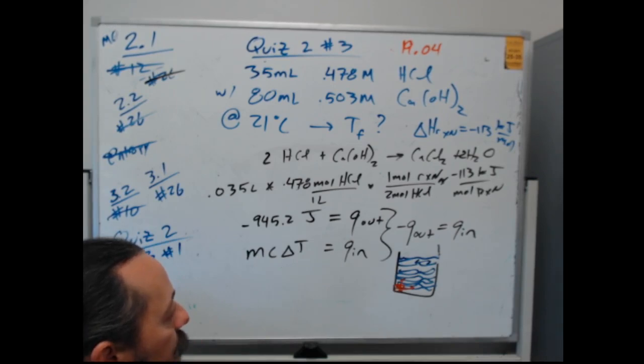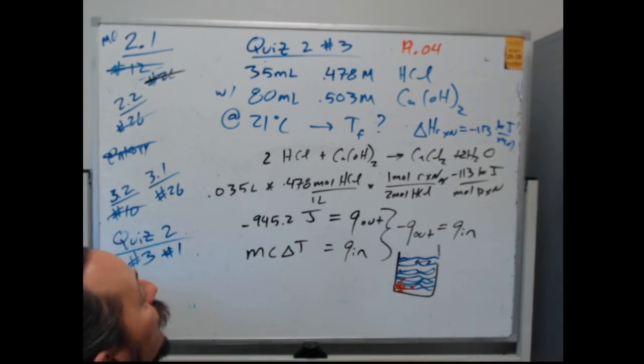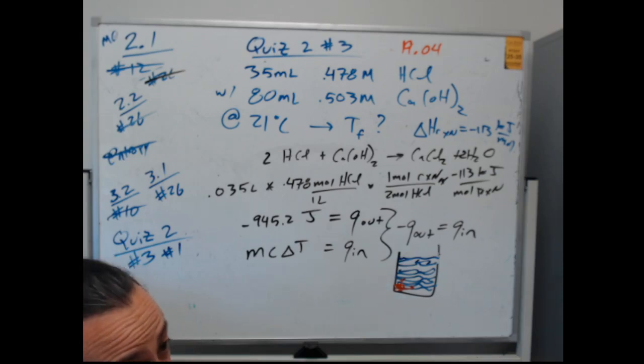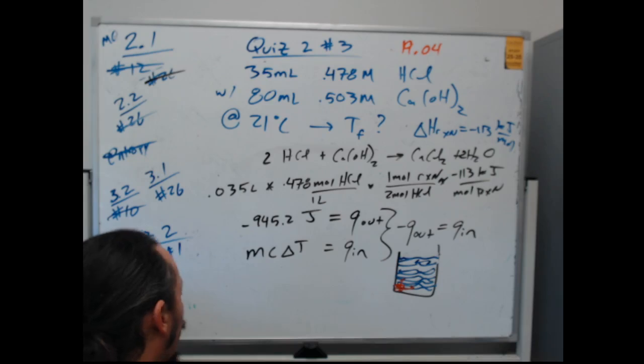And then for the MCAT, you add the 35 and the 80 together, right? To get the total volume for the total amount of water, because both solutions have water in them. Okay. So we're going to do 35. So let's go ahead and finish this up real quick.